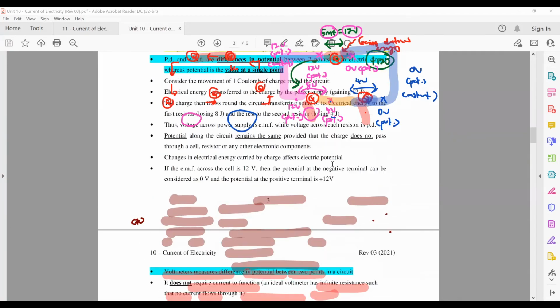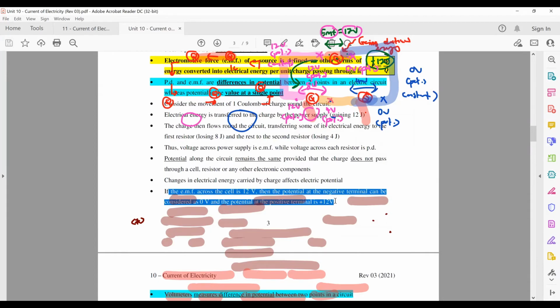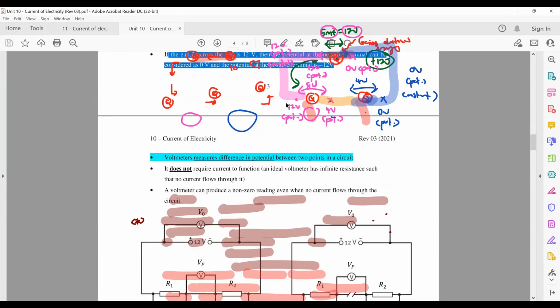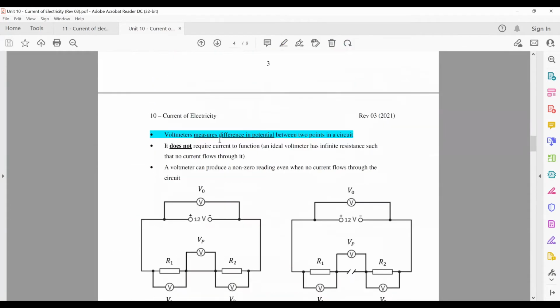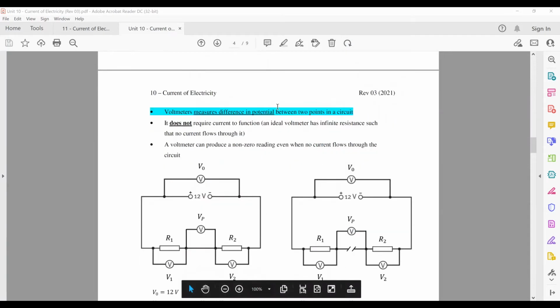Okay, so the thing that I just explained is also explained here. So you move to the next page, page 4. Now, there's this thing about voltmeters that I also need to explain to you. Voltmeters, you know, measure voltages. That is what we know. But what voltmeters actually do is that they measure difference in potential between 2 points in the circuit. That is what it actually does. It is measuring the difference in potential between 2 points.